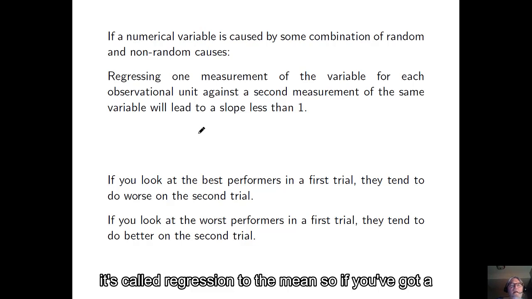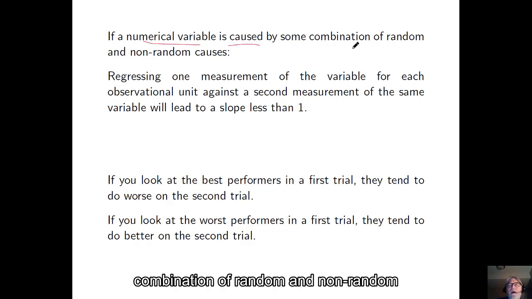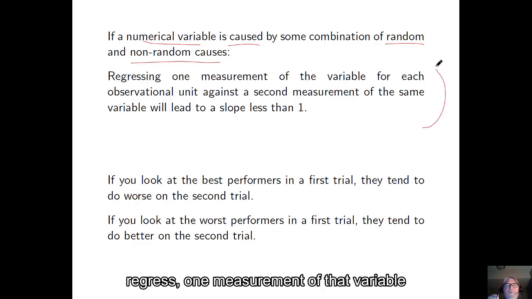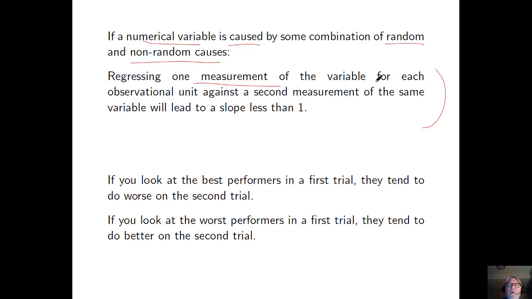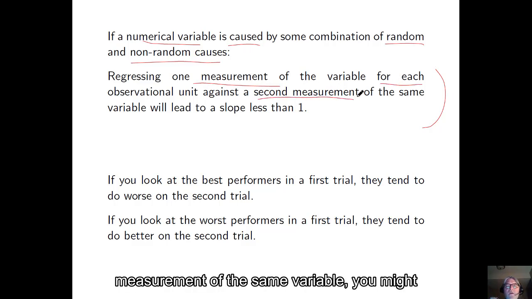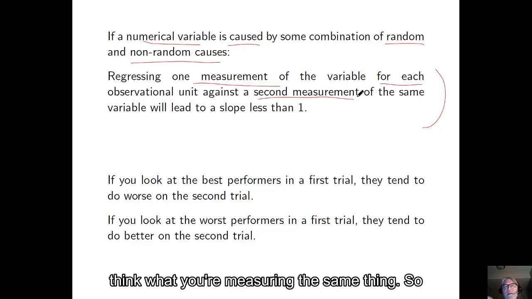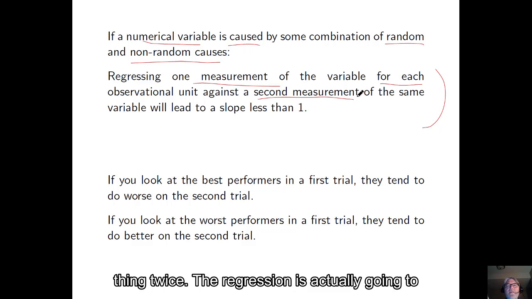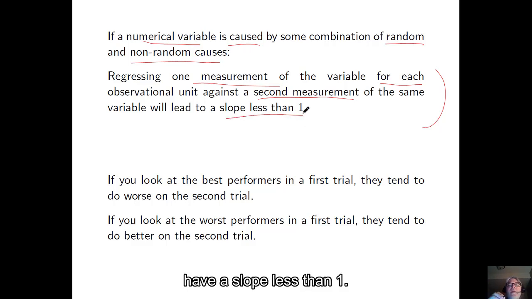So if you've got a numerical variable that's caused by some combination of random and non-random causes, here's the summary of the phenomenon right here. If you regress one measurement of that variable for each observational unit against a second measurement of the same variable, you might think, well, you're measuring the same thing, so the slope should be 1 because I'm just measuring the same thing twice. The regression is actually going to have a slope less than 1 if there's a combination of random and non-random causes.